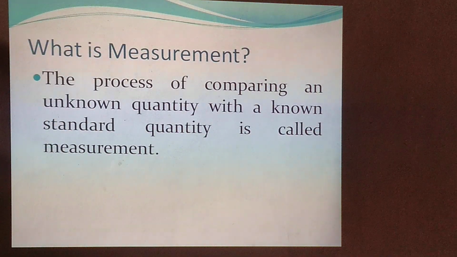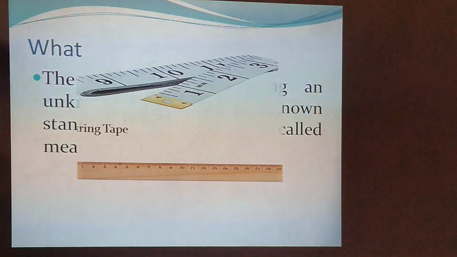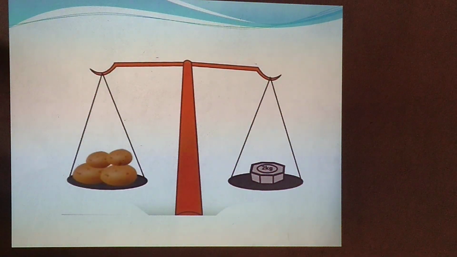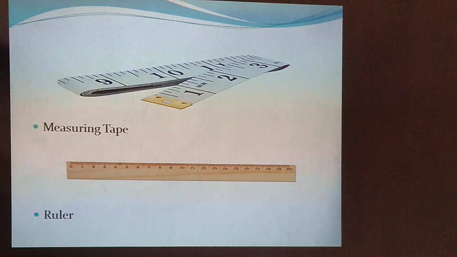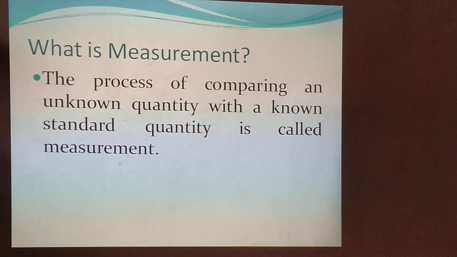So in the previous cases which I have explained to you, the mass of the potato was unknown, and that was compared with the known 2 kg weight. In that way we are doing the measurement. So that's why, what is measurement? The process of comparing an unknown quantity with a known standard quantity is called measurement. So I'm sure now you have understood the definition of measurement.